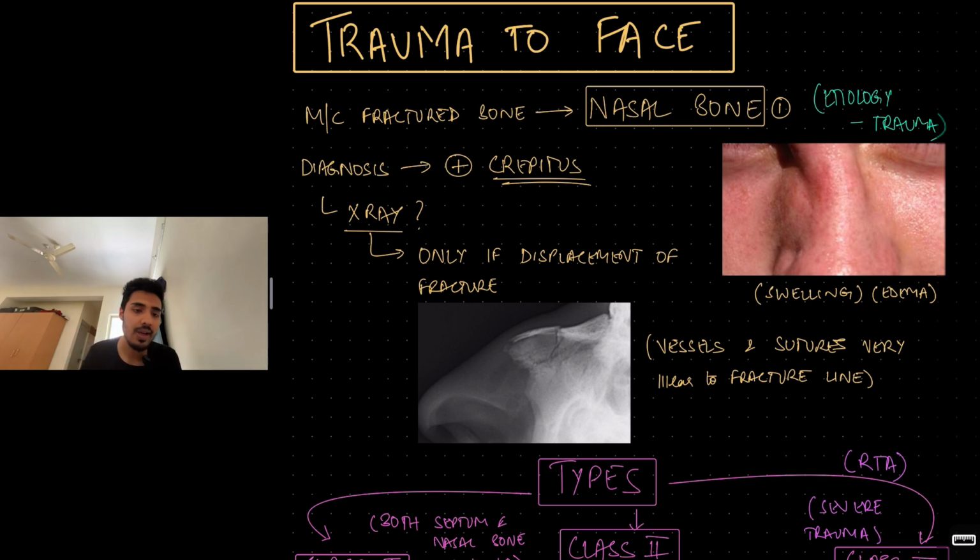The main way we can diagnose it is through crepitus. When we examine, there is crepitus, a crackling sound because of the fractured fragments rubbing against each other. So diagnosis is by crepitus, but it is very painful. Hence, in most cases you will only suspect a nasal bone fracture.